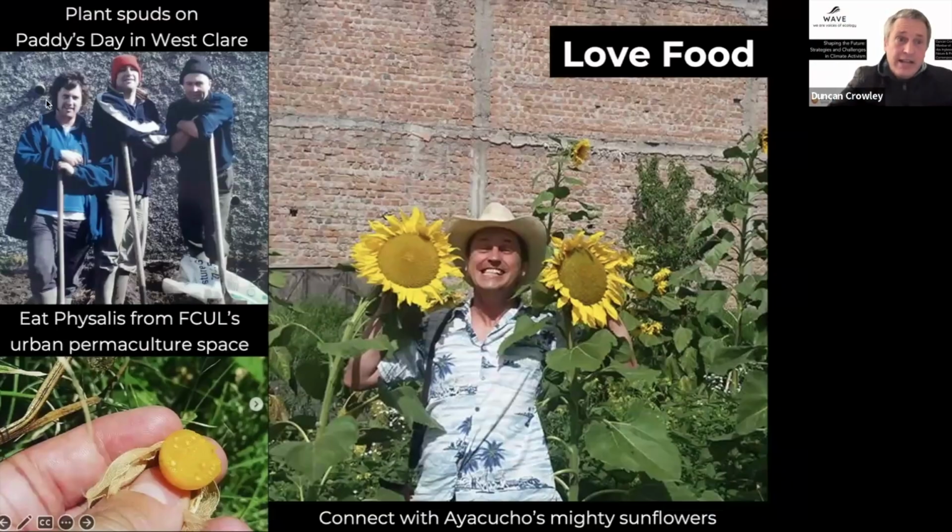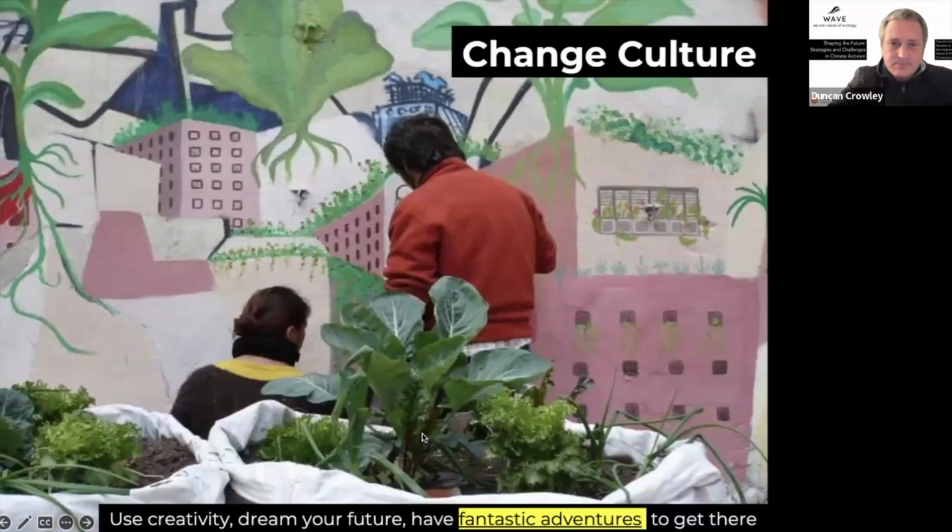Love food. Our relationship with food is so embedded in this. So planting spuds in West Clare, or eating physalis in the food forests in Portugal and Lisbon, or up in Ayacucho, eating the lovely sunflower seeds. Change culture. This is really the key to this. How can we change the dominant culture of our times? So use creativity, dream your future, and then have fantastic adventures to get there.